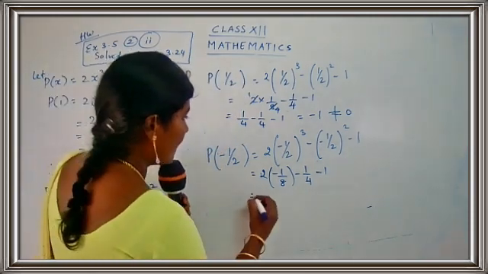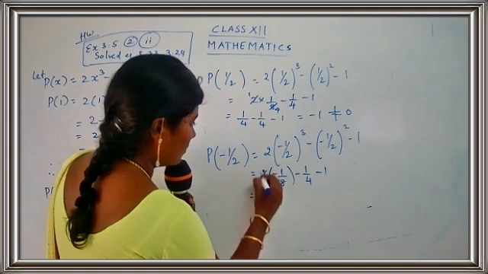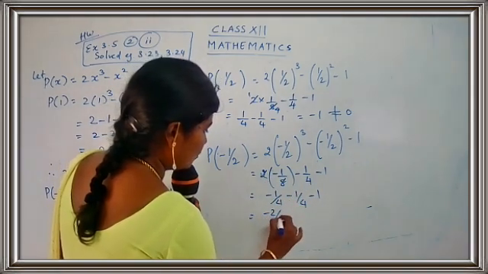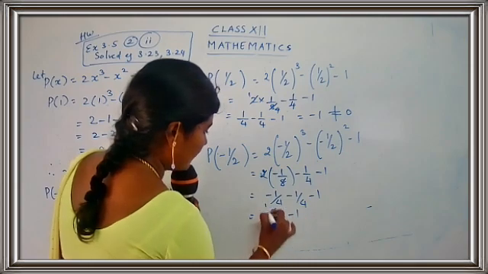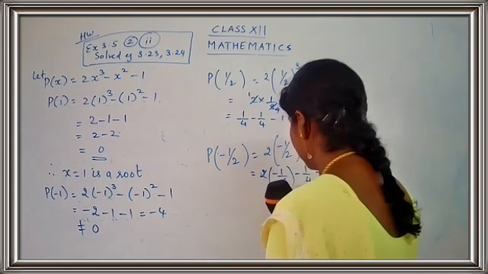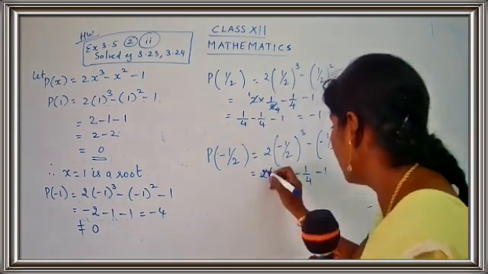So I get here minus 1 by 4 minus 1 by 4 minus 1. So minus 2 by 4 minus 1, minus 1 by 2. So this is a big calculation. I thought I'll finish it here. Okay, I'll just, so 1s are 4s are.